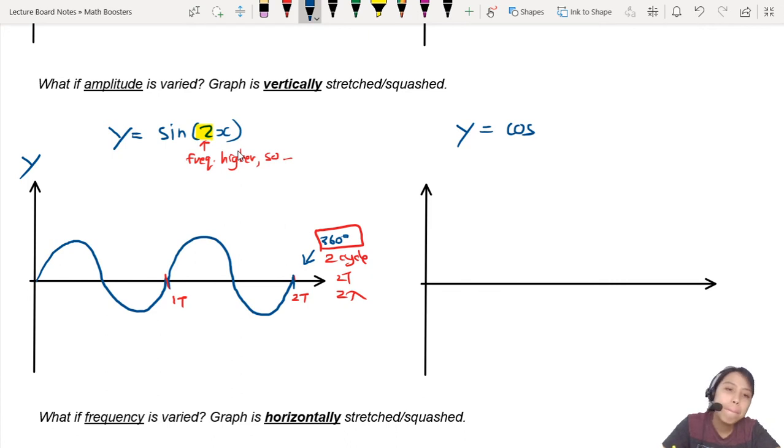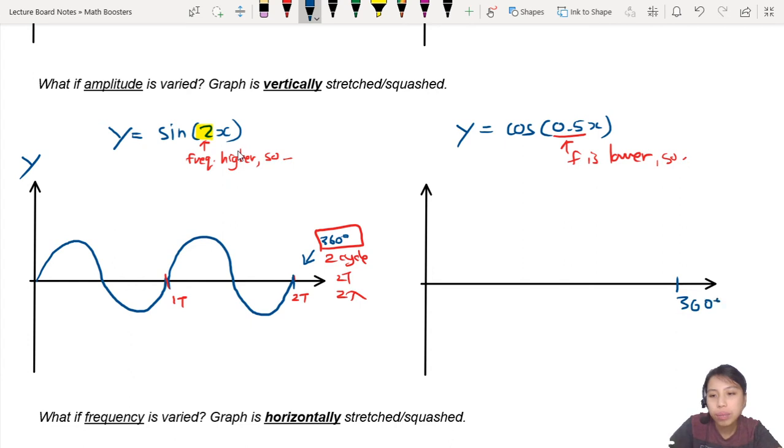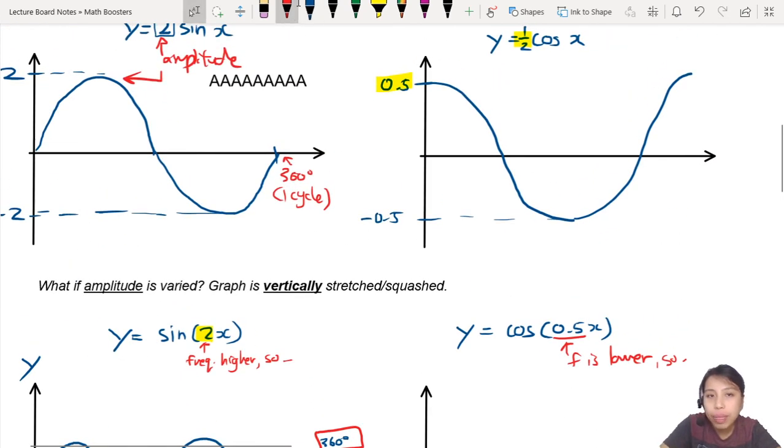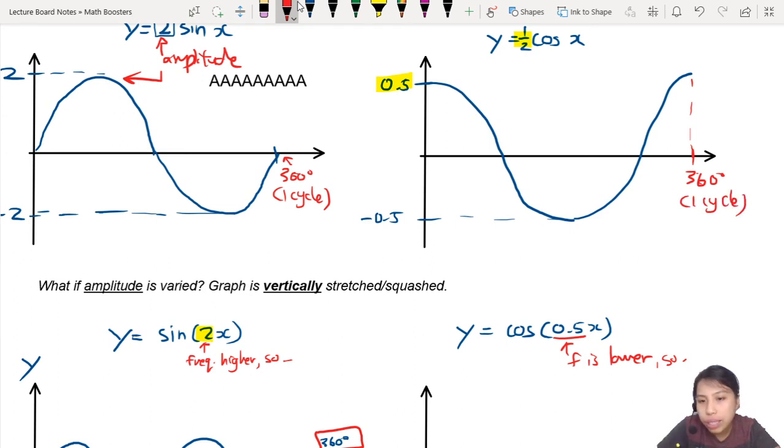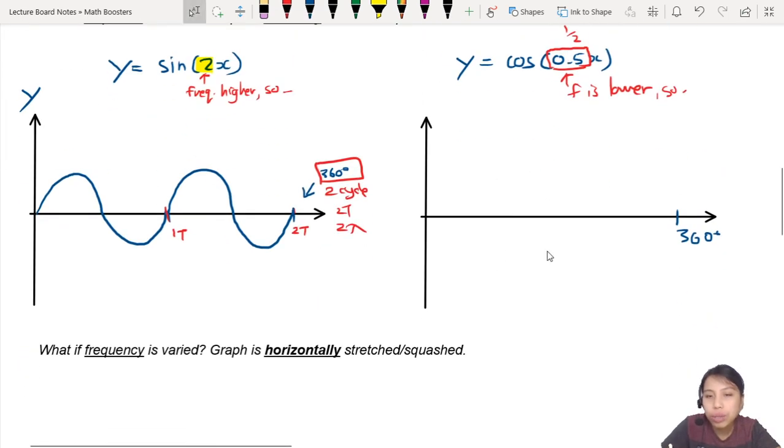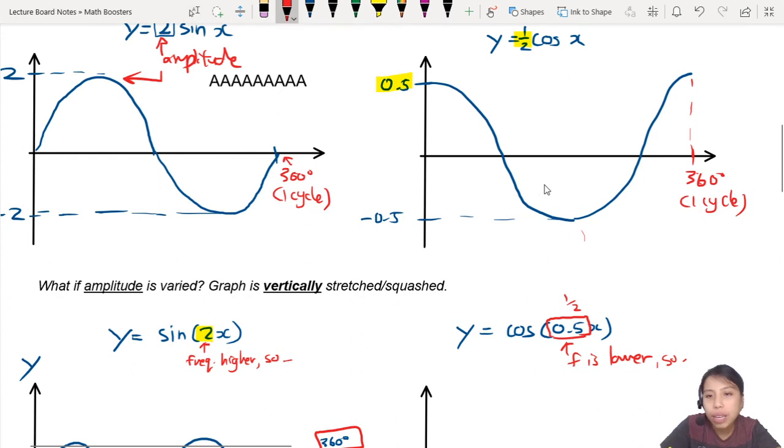Let's do something different. Let's say I do cosine 0.5x. So this one means the frequency is lower compared to the original cosine, because 0.5 is supposed to be 1. So if you want to draw the graph, this is 360 degrees. Previously, you see one full cycle, the underwear shape. One full cycle is 360 degrees. But now in 360 degrees, you have to put in half a cycle. 0.5 is half. So where is half? It comes until here and then stops.